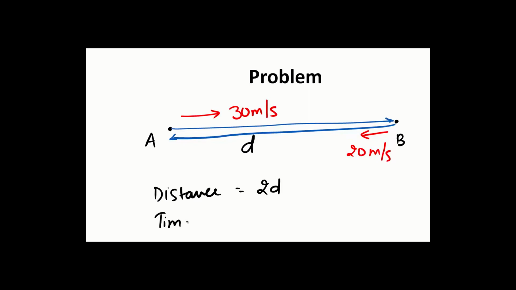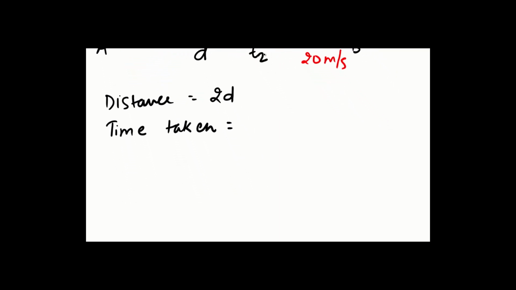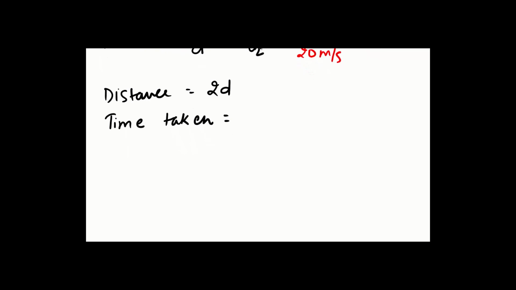What's the time taken? I also need time taken to calculate the average speed. Now I don't know the time. Let's say the time taken in going was t1, while coming back it's t2, because it will not be the same, right? It's going faster from A to B but slower from B to A, so t1 will be a smaller amount of time in going there and a longer amount of time in coming back. t2 will be larger. So time taken is nothing but t1 plus t2. Alright, now can we relate t1 and d?